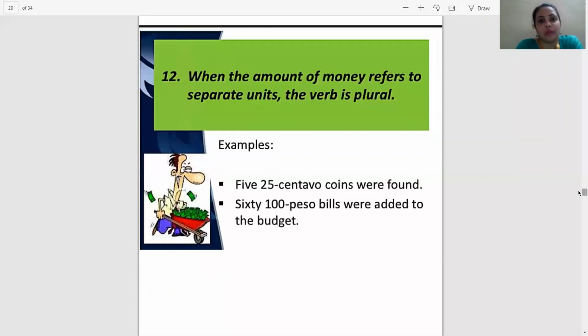This is what I was talking about. When the amount of money refers to separate units, then the verb is plural. 60, 100 peso bills. How many bills were there of 100 pesos? 60. So naturally, then it will become plural. In this way, you can bifurcate.